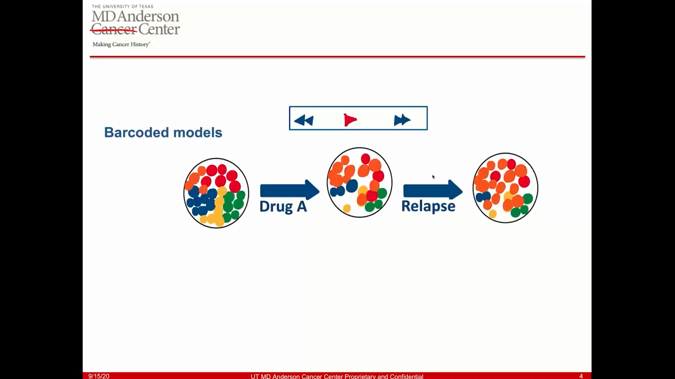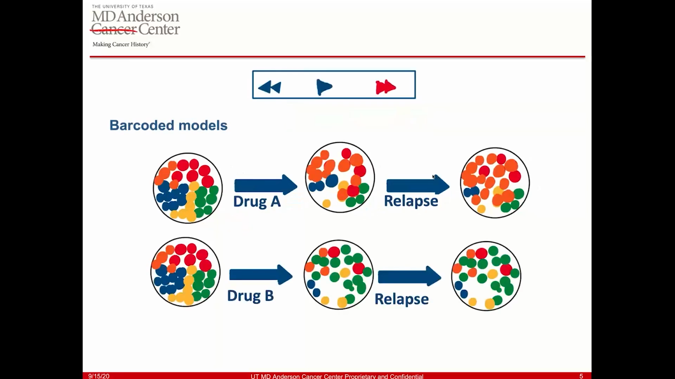To do that, for example, let's assume that we have a tumor which is a simplistic model with just 5 subclones, and you give drug A, and this orange subclone is the one which persists and creates the dominant fraction of the tumor upon relapse. Drug B in this case might perform differently. In this example, shown in green are subclones which are persistent to drug B.